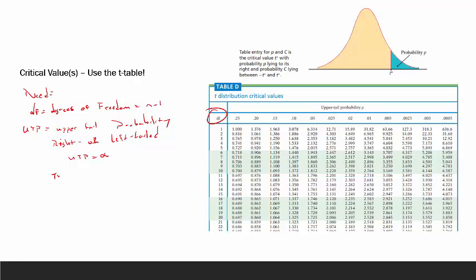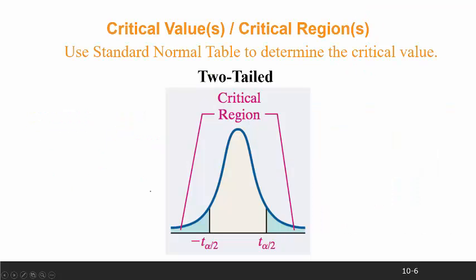If it's a two-tailed test, your upper tail probability is actually alpha divided by 2. So you split your level of significance, your alpha, in half, because your two-tailed test could be greater than or less than. You need to cover both cases. So let me show you now what the critical regions and critical values will look like when we sketch them.